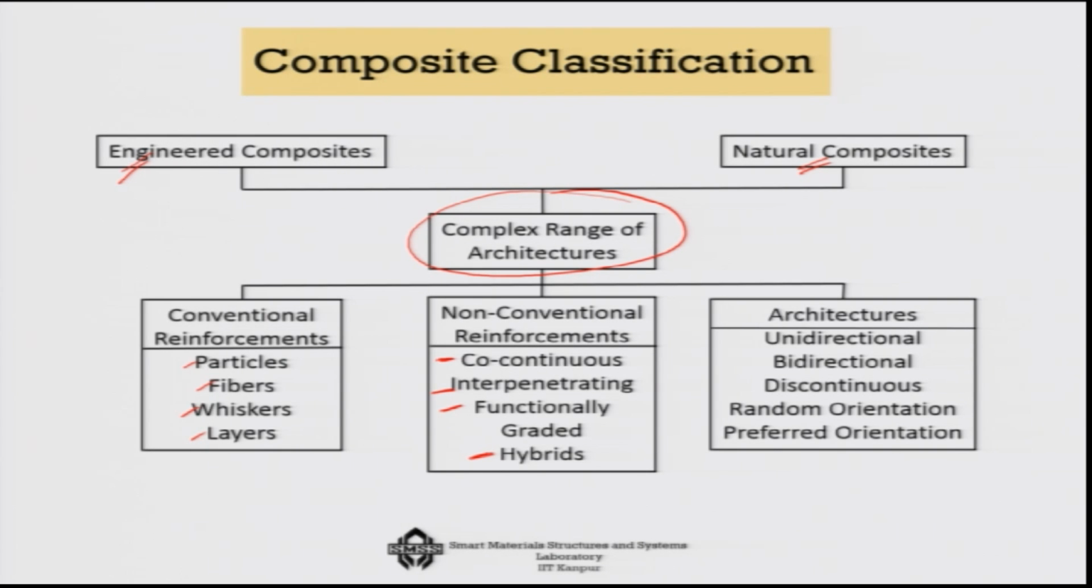And in terms of architectures, if it is just that you have the reinforcements, suppose this is my beam and you have reinforcements only in one direction, you have it as unidirectional. If you have reinforcements in another direction, it will be bidirectional. If it is divided into small parts, then it will become discontinuous and it can have random orientation or a preferred orientation in the system.